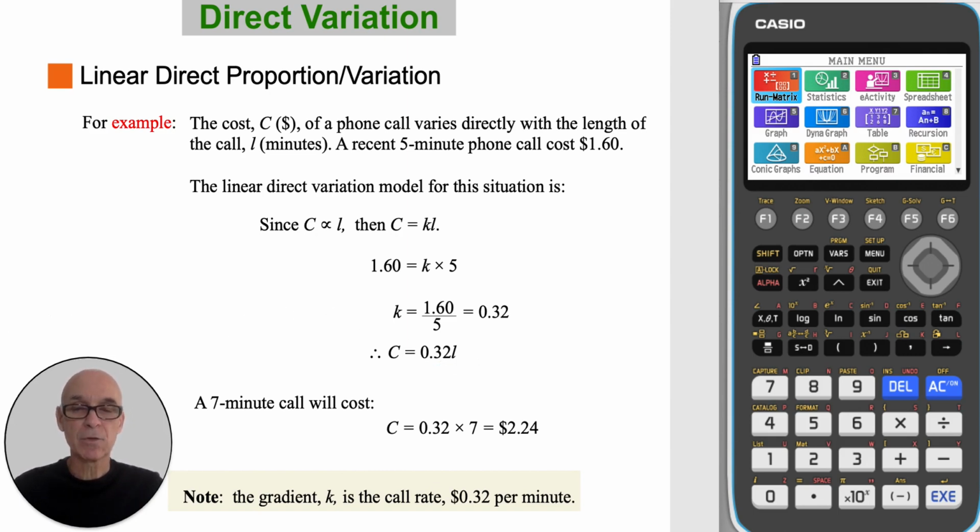Once we have this relationship, we can find the cost of a 7-minute call, and that value is $2.24. Notice that the gradient k is, in this case, the call rate, 32 cents per minute.